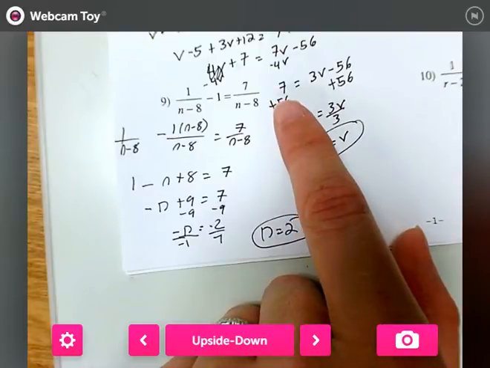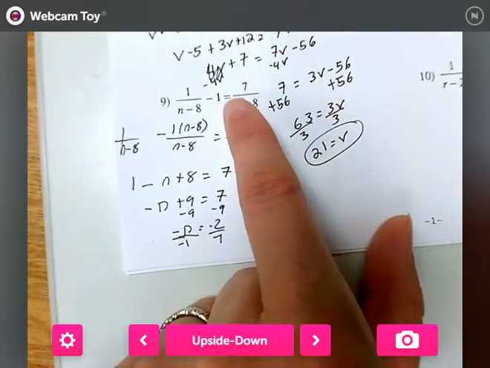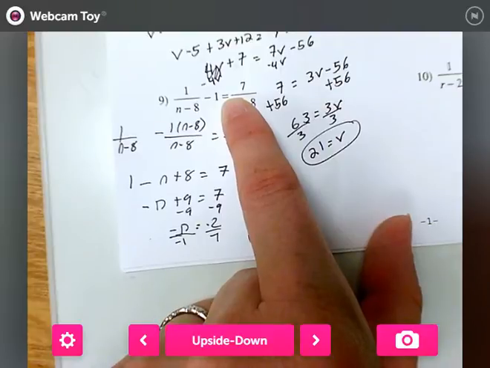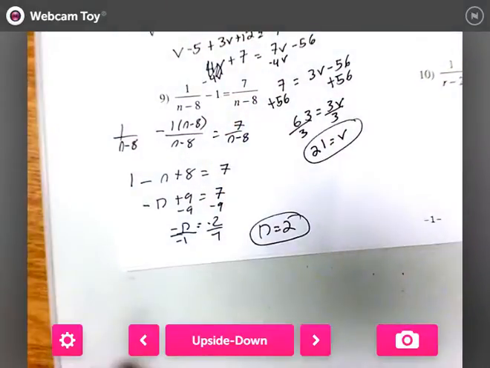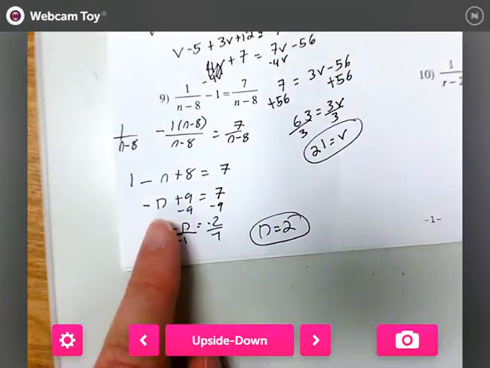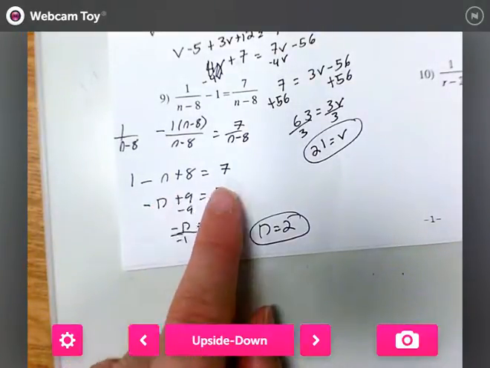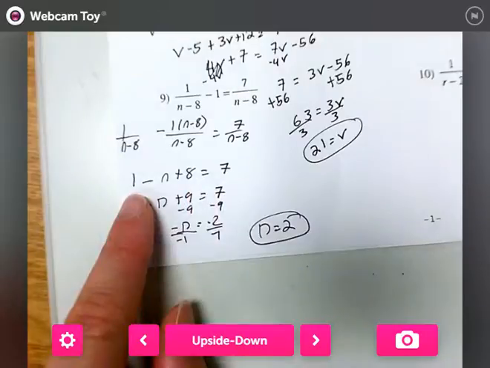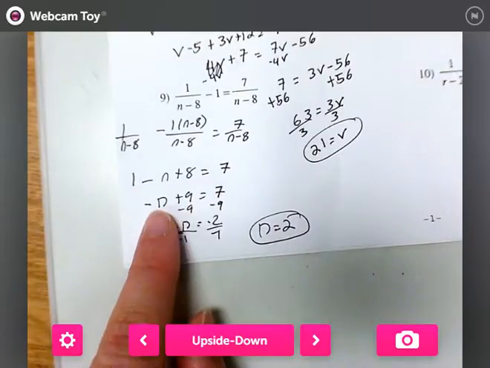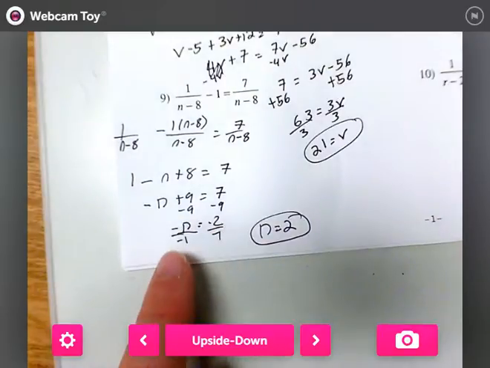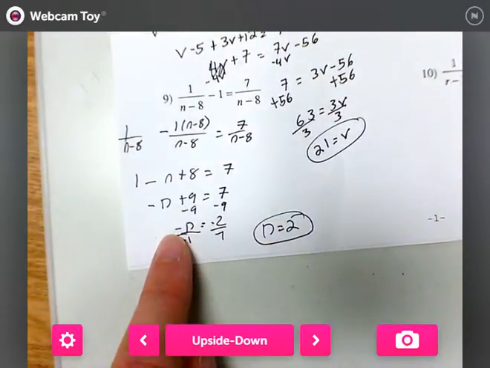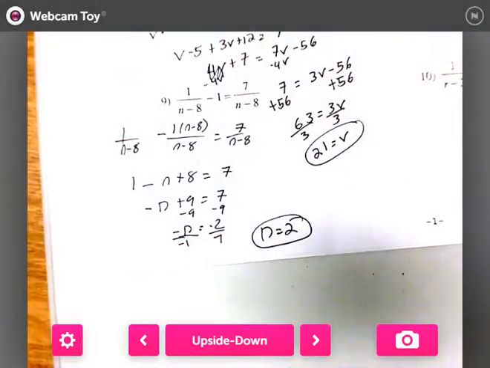We just have to multiply this middle term by n minus 8. And then we get 1 minus n plus 8 equals 7. We're going to combine like terms and we get -n plus 9 equals 7. Subtract 9 and then don't forget to divide by that negative. A lot of people like to drop that negative. Don't drop your negative. Okay, we're going to turn it over and look at the back.